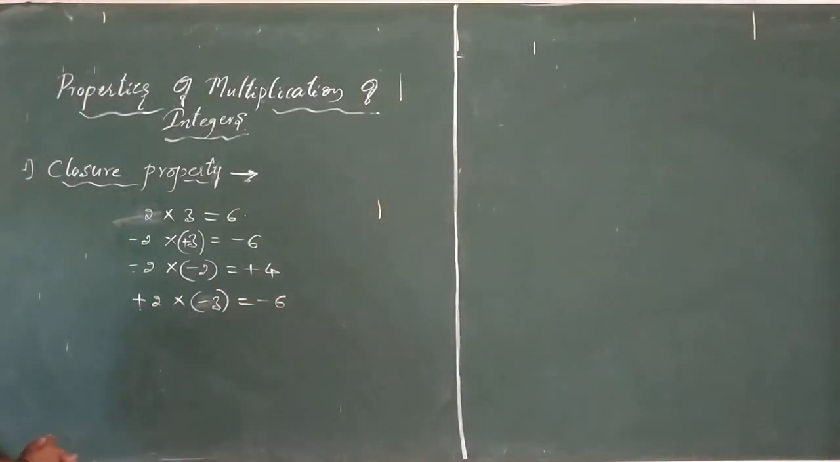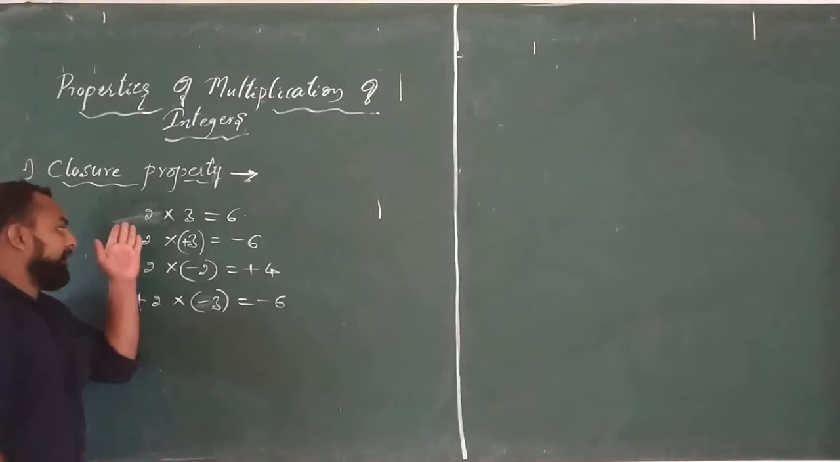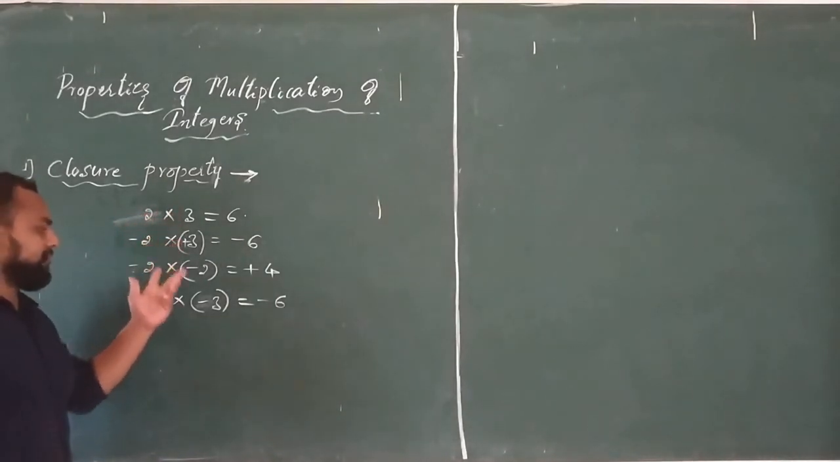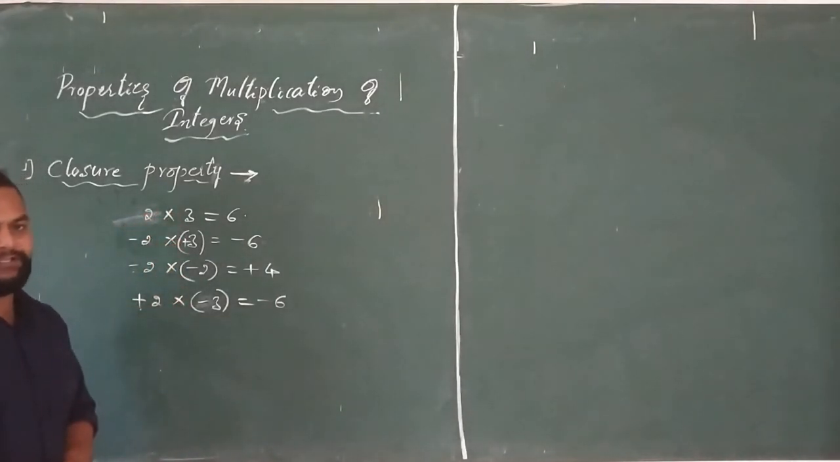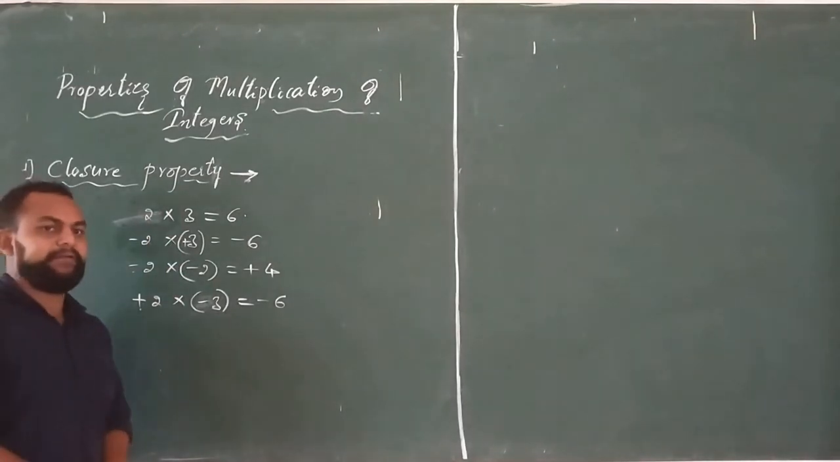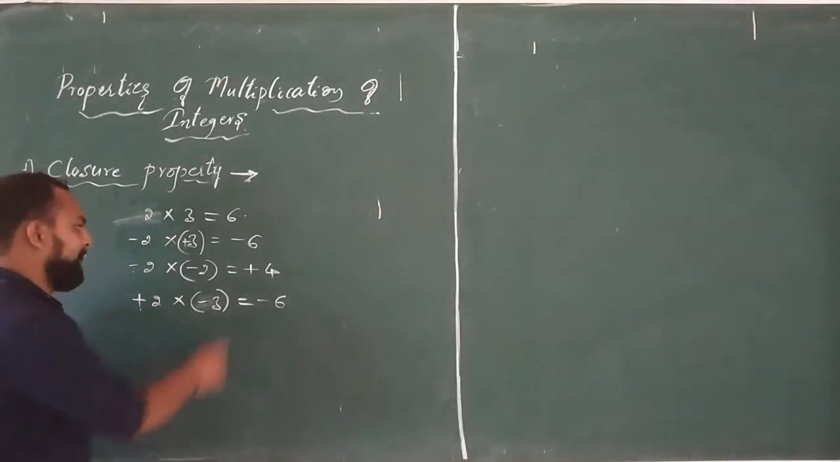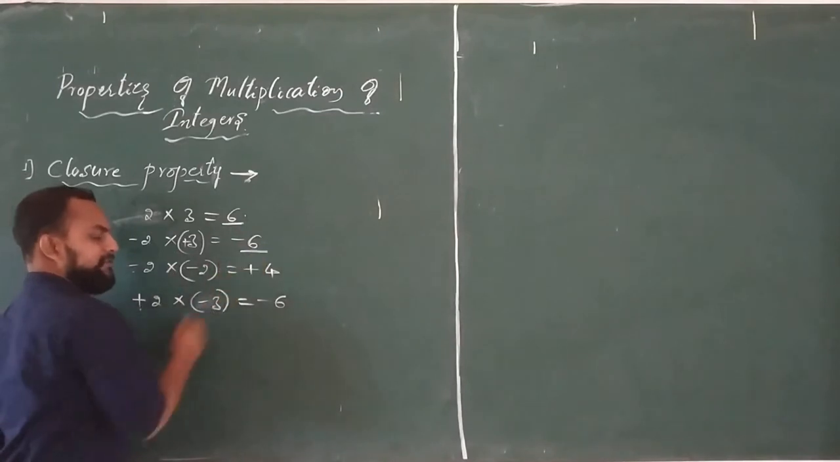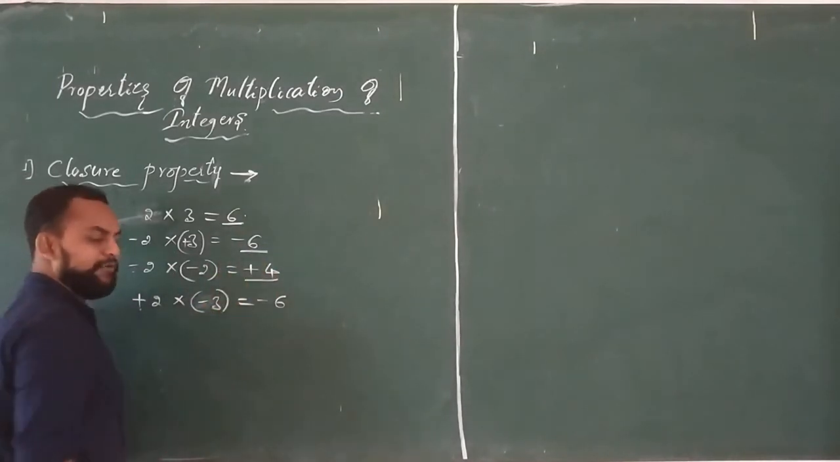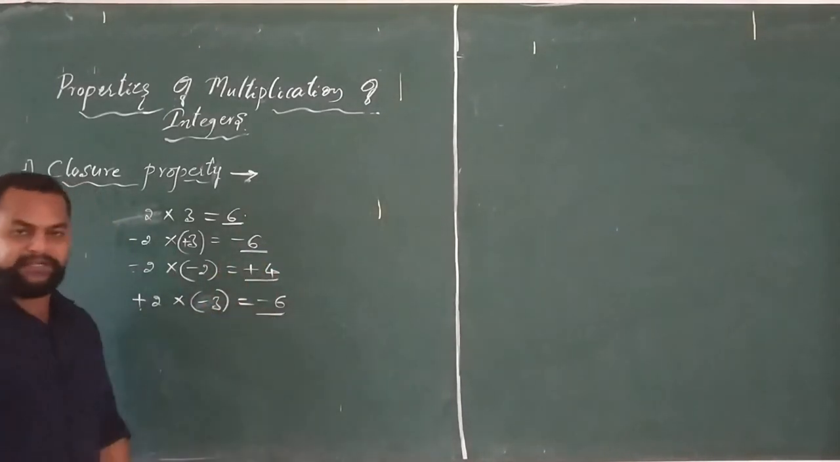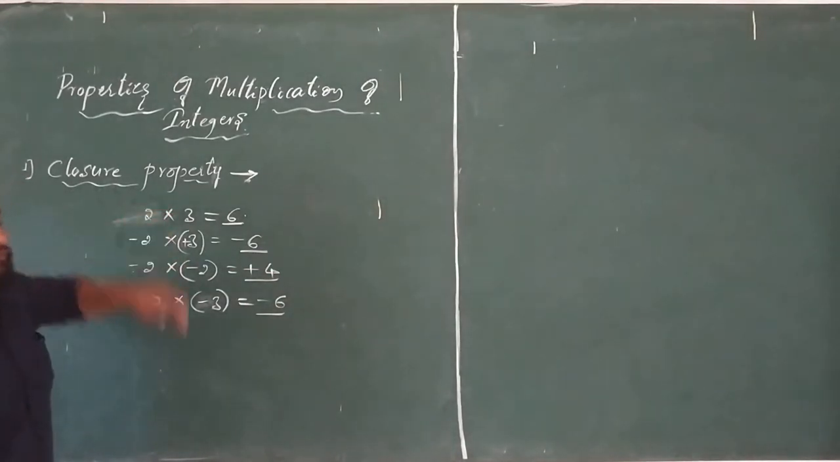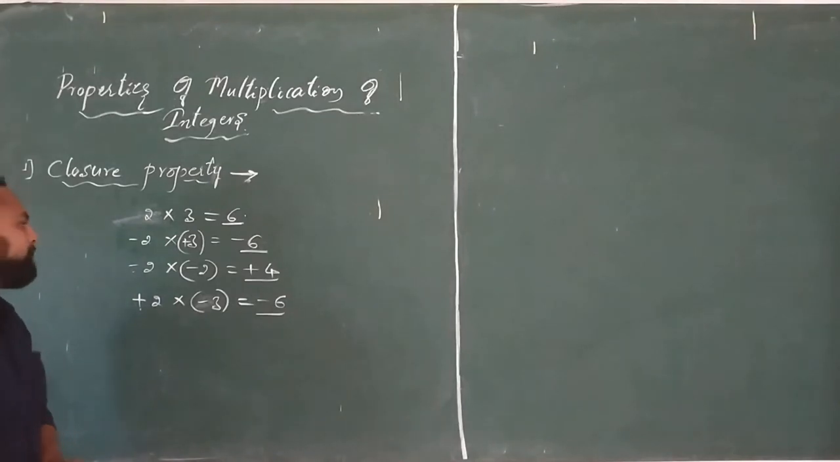Then the product of two integers again is an integer. Here 6 is an integer, minus 6 is an integer, plus 4 is an integer, minus 6 is an integer. The product of two integers is again an integer. Now this is the closure property.